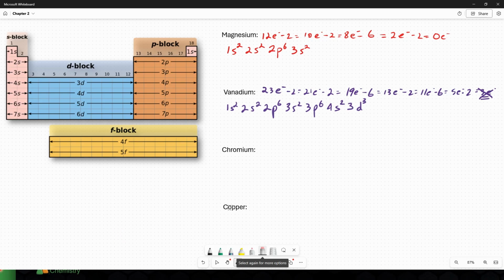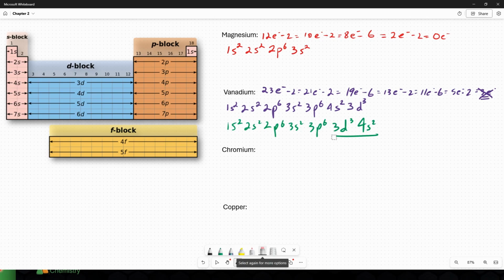But when we look at D block elements, sometimes you'll see it written like this, where I go 4s2, 3d3. So we put it in the order that they get filled, and that's the way that I like to do it because it makes more sense. Or sometimes you'll see the electron configurations like vanadium like this: 1s2, 2s2, 2p6, 3s2, 3p6, 3d3, 4s2. And you actually see this a lot in the Cambridge exam.